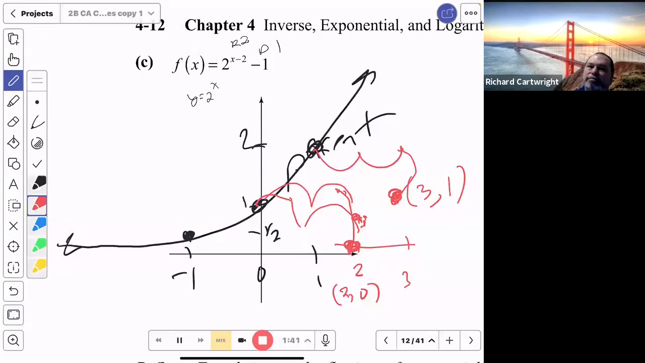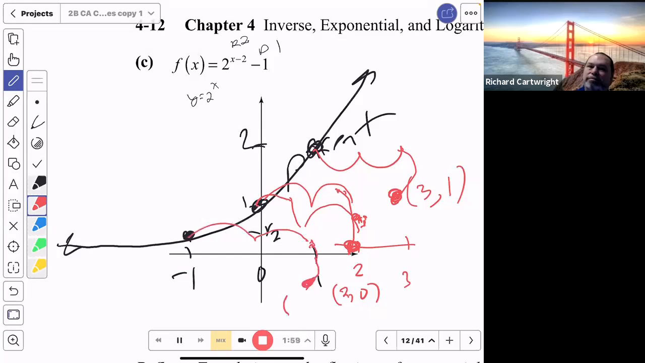How about this one here? Yeah, if I go to the right 2, 1, 2, then it has to go down 1. So if I go down to the x, that's a half, another half. There it is.